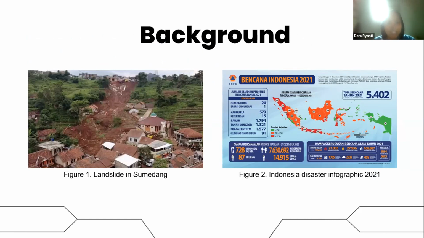Indonesian disaster information data on the official website of the National Disaster Management Agency recorded the incidence of landslides in 2021 as 1,321 cases. Several impacts caused by landslides are casualties, deaths, injuries, material loss, damage to the environment and public facilities, also disrupting people's lives.